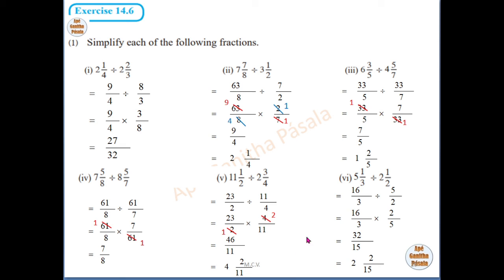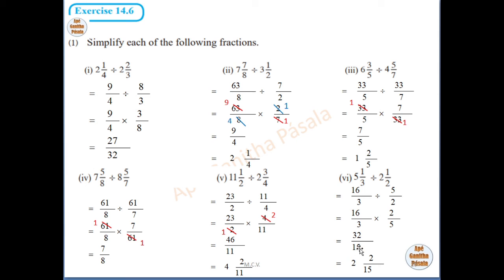Next one. 5 and 1 over 3 divided by 2 and 1 over 2. 3 into 5, 15. 15 plus 1, 16. 16 over 3. 2 into 2, 4. 4 plus 1, 5. 5 over 2. Interchange. So 2 over 5. Check whether you can divide or not. You can't divide here. Then multiply. 2 multiplied by 16, 32. 3 into 5, 15. Improper fraction.